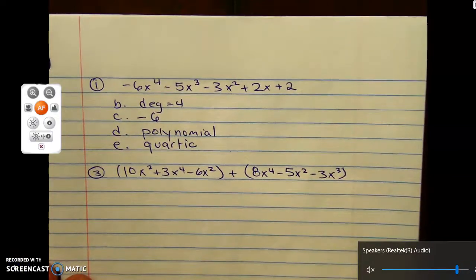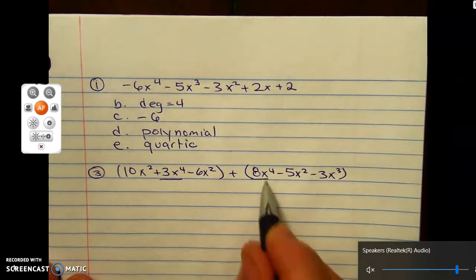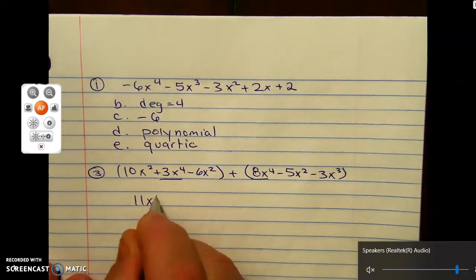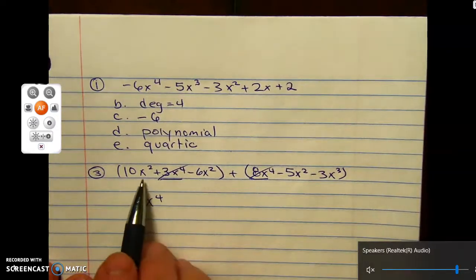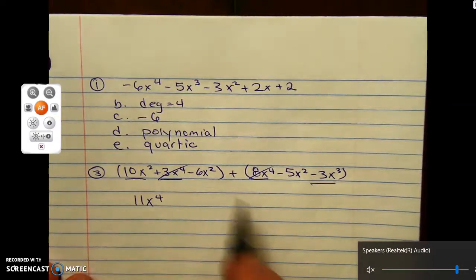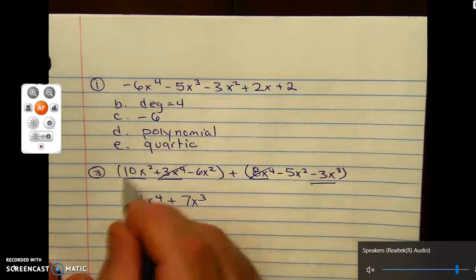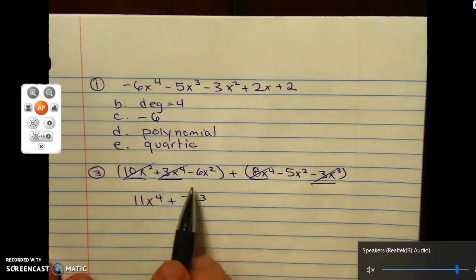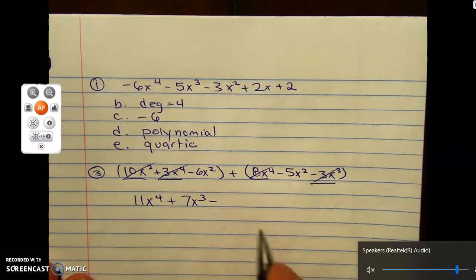Guys, number 3, you just combine like terms. 3x to the 4th and 8x to the 4th is 11x to the 4th. Cross those off. 10x cubed minus 3x plus negative 3x cubed is positive 7x cubed. Cross those off. Negative 6x squared plus negative 5x squared is negative 11x squared.